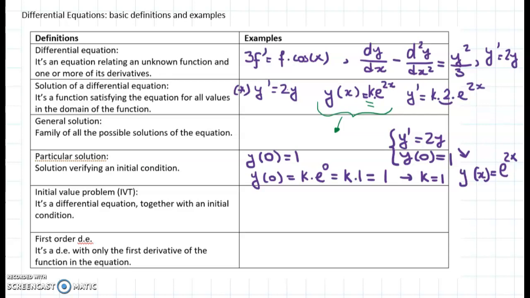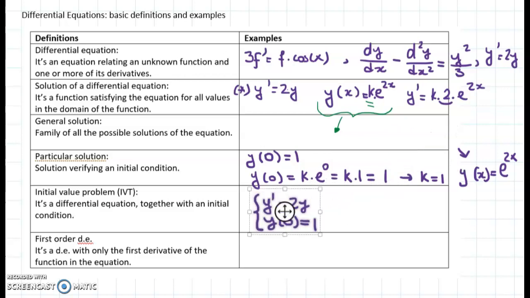And that's what we call an initial value problem. So that's exactly what I wrote over here. Let me move it over here. It's a differential equation together with an initial condition. And let me also move, since we are doing it, that's the solution we have for the initial value problem.